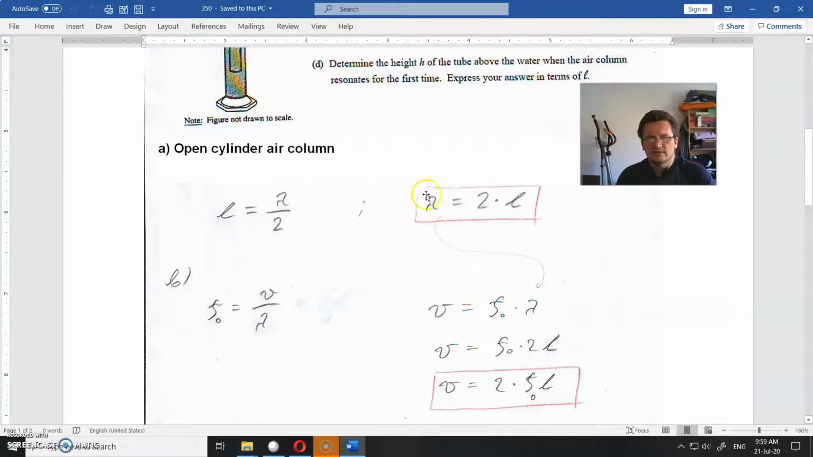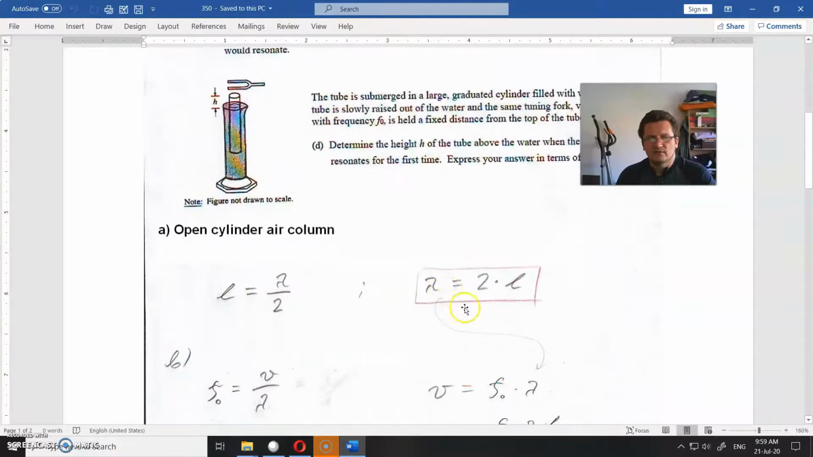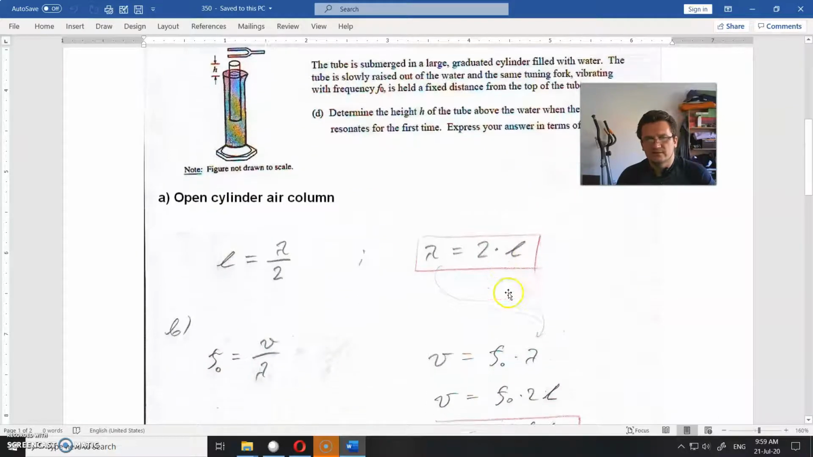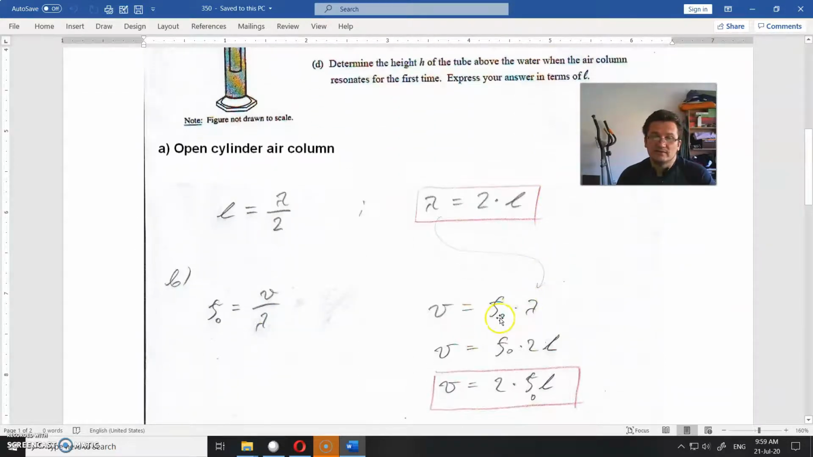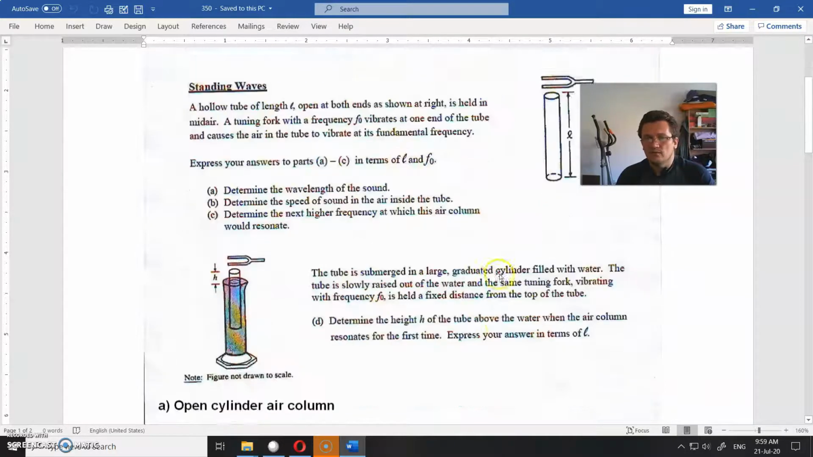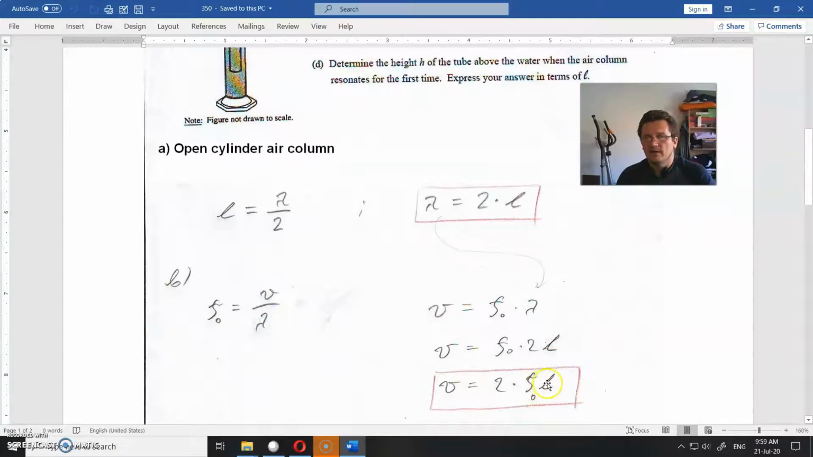We already did this just by placing it here. So let us see, determine the wavelength of the sound. So this is the wavelength, 2 times the length of the open tube. That's it. Solution under B. We need to find the speed of sound inside the air. So speed of sound is frequency times wavelength, and that is that. And we need to express that solution in terms of L and f0. So, okay, that is L, and here we have f0 and L. That's good.